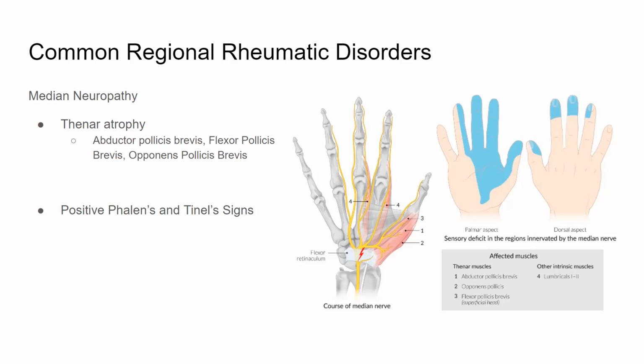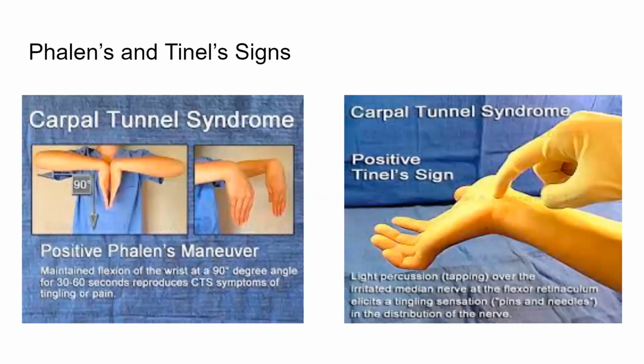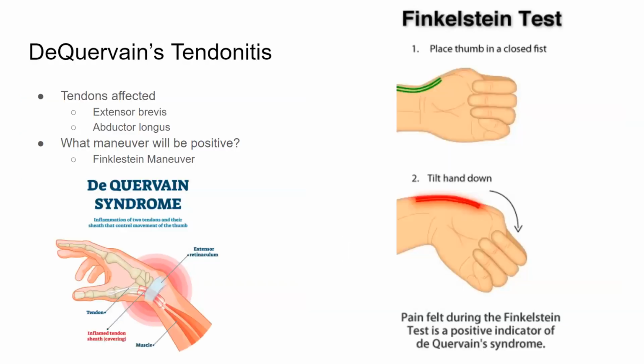And then you'll probably get asked about Phelan's and Tinel signs. So I just put a sign below here, in case you guys don't remember what it is. The Phelan's is whenever they put their hands at a 90-degree angle and they get pain. And then the other one is just tapping. And then this is also a very high yield one. I think we've had multiple questions about this.